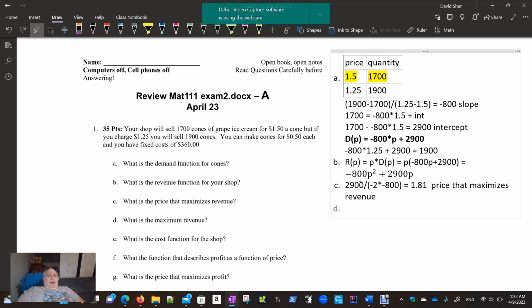Part D. Once I have the price, I just go back to my revenue function over here and plug it in. By the way, a little check, my slope here was negative.